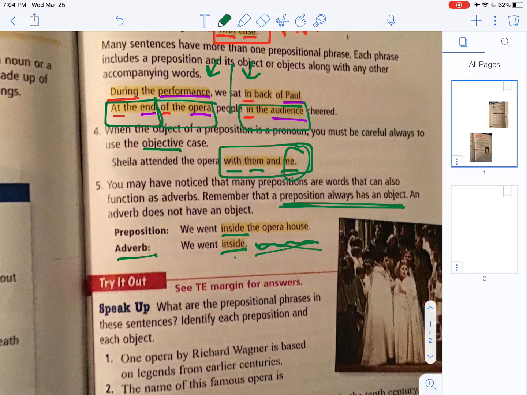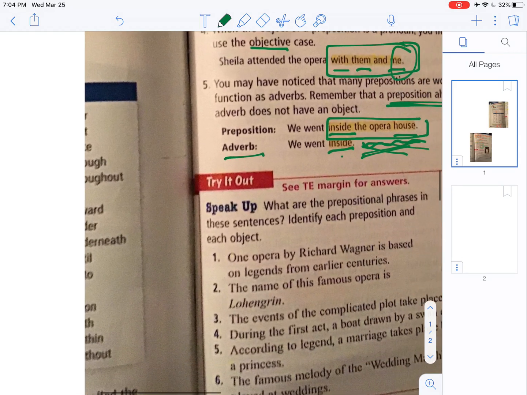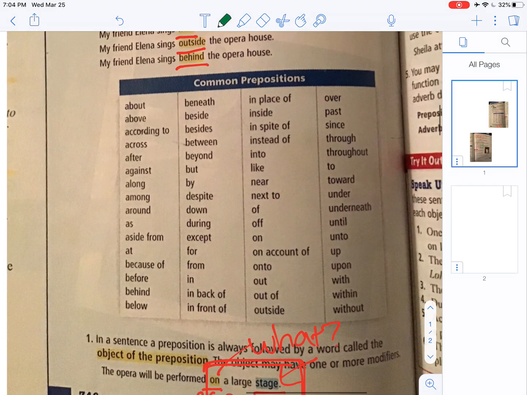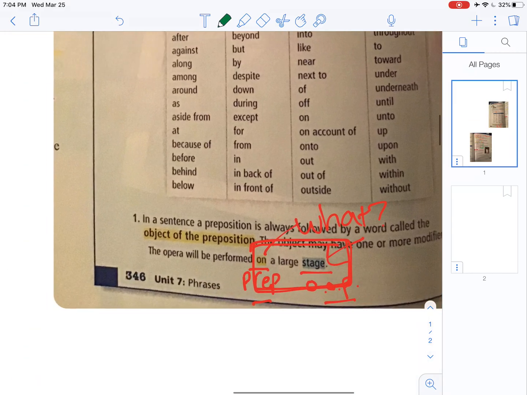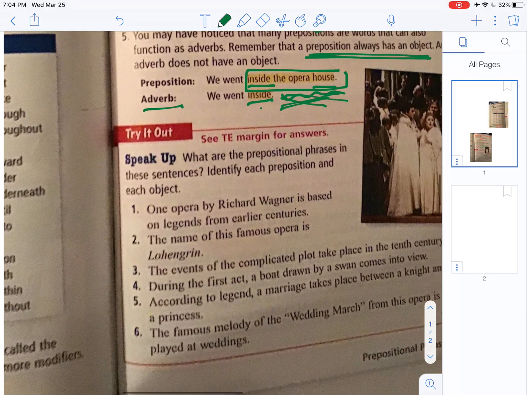Where in this top one, we went inside the opera house. Inside is your preposition, and house would be your object of preposition. So inside the opera house would be your whole prepositional phrase. You can't do that with the second sentence because there's nothing else after. So in this case, inside is just an adverb. So you always have to make sure that just because you see one of these words in a sentence doesn't automatically make it a preposition. You have to then see if there's an object.